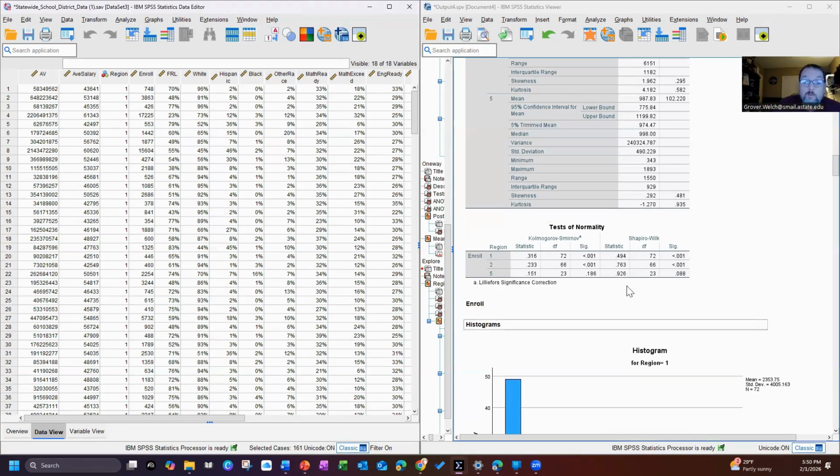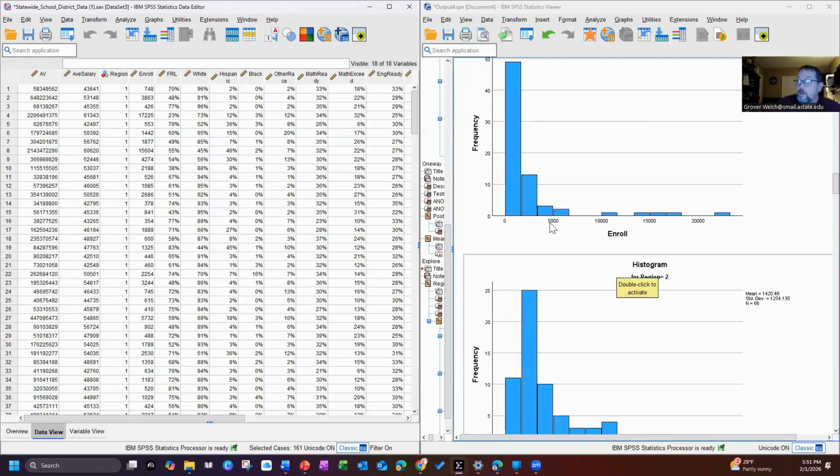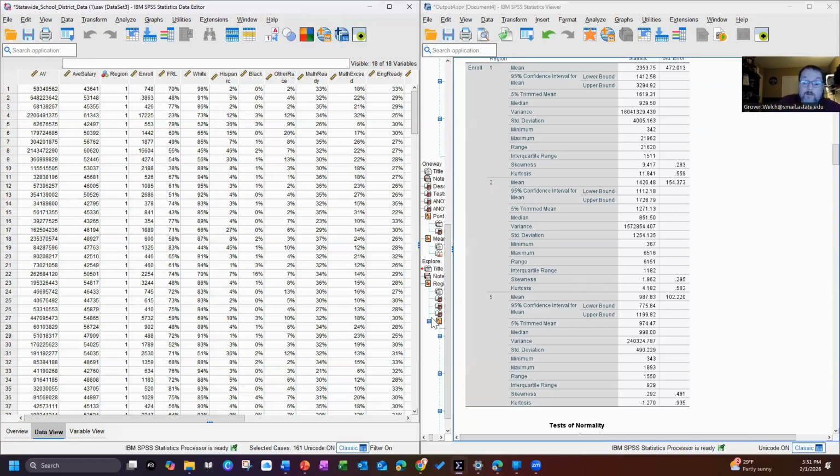Since regions 1 and 2 both had significance values less than 0.05, the normality assumption is violated for these groups. Region 5 has a significance of 0.088, which is greater than 0.05, suggesting normality for that region. Here are my histograms that show my data, and notice how they're very skewed. All right, so now I'll proceed with my analysis as instructed.